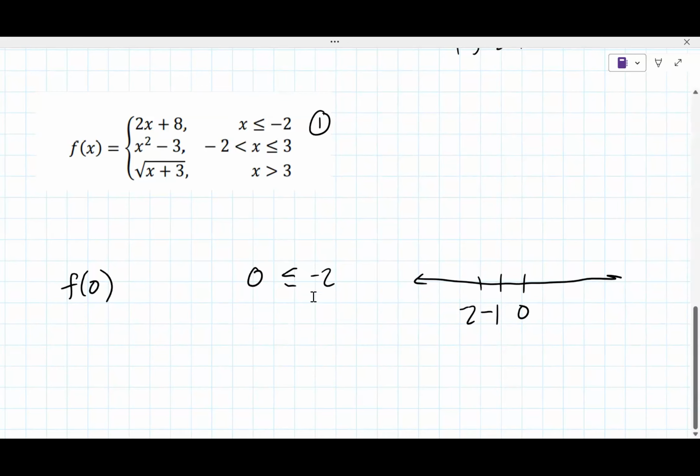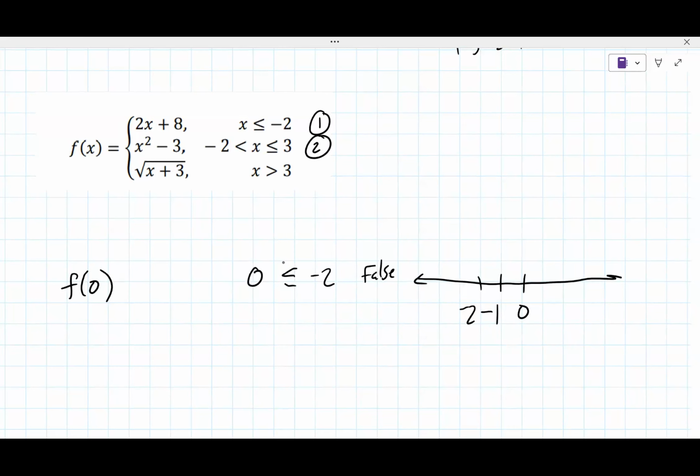Okay, so it's not less than. If it were less than, 0 would be over here, somewhere left of -2. So it's either going to be less than or equal to. No, but this is false. Is it less than or is it equal to? Meaning it could be equal to. Is this true or false? Is 0 less than or equal to -2? It's false. So now we go to the next one.